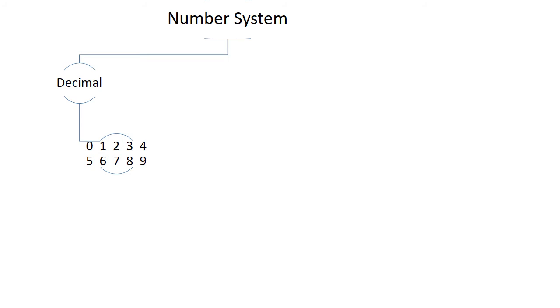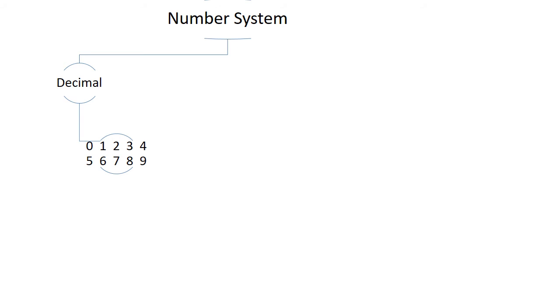10 digits. Let me take an example, a value 28. It is nothing but a combination of digits 2 and 8, but in different places. So whatever number you form, you form it with the digits 0 to 9.